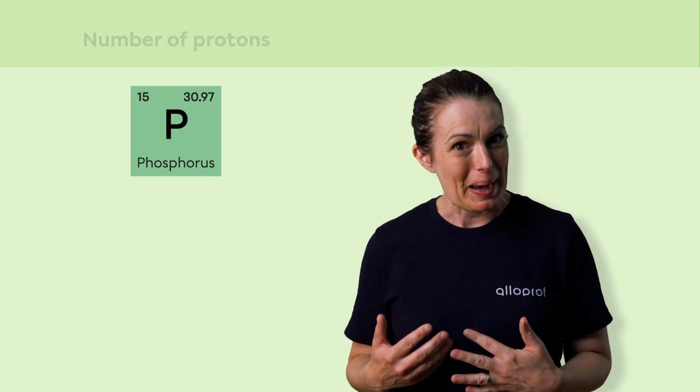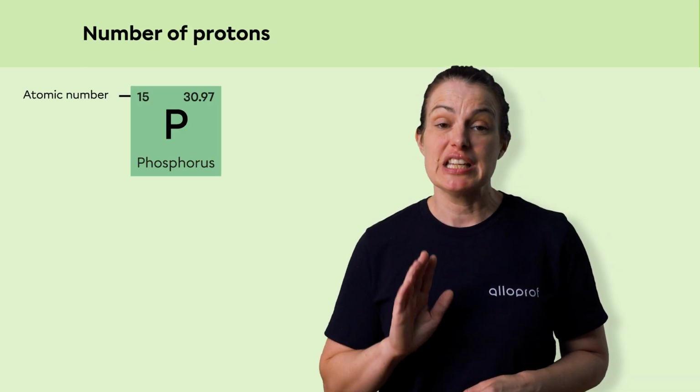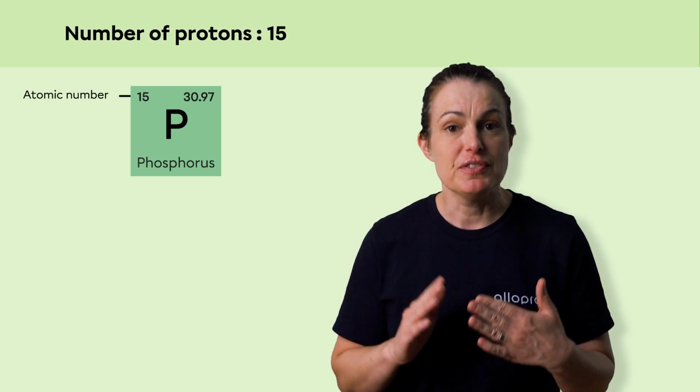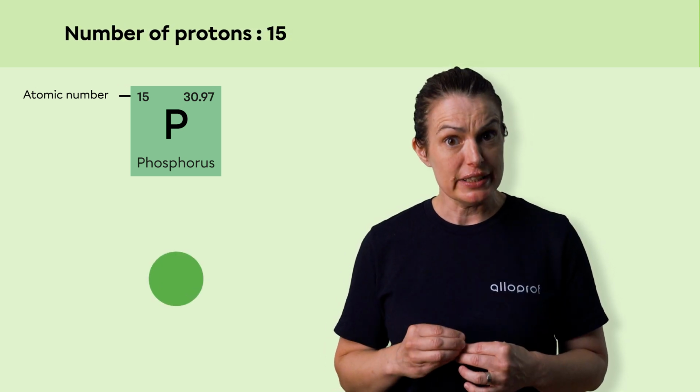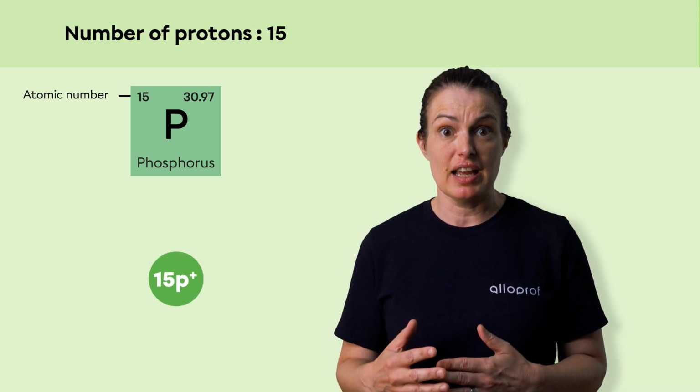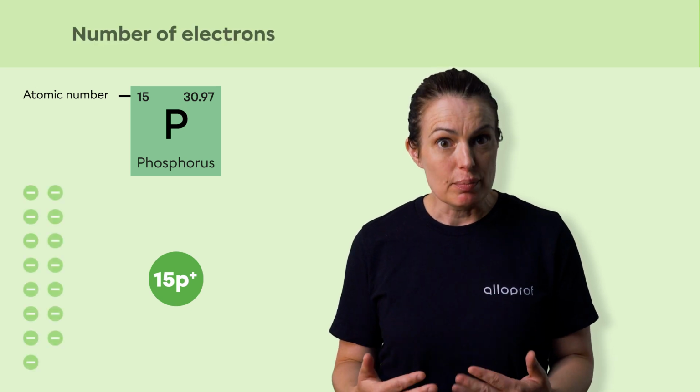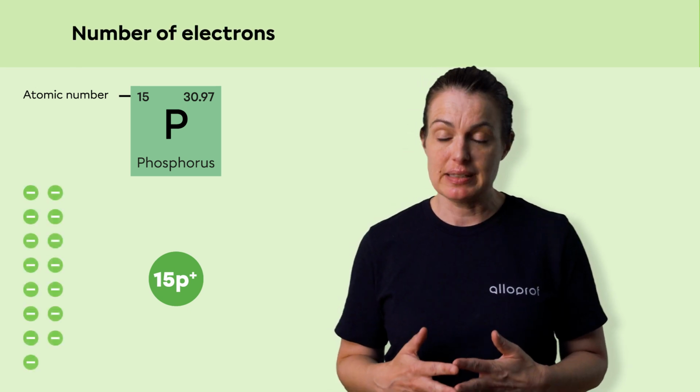We start in the same way. The atomic number of phosphorus is 15. It has 15 protons. We draw the nucleus with 15p+ inside. Since it's a neutral atom, there are also 15 electrons to place.